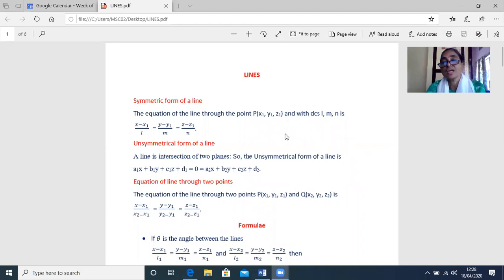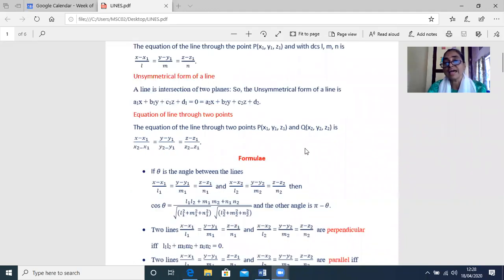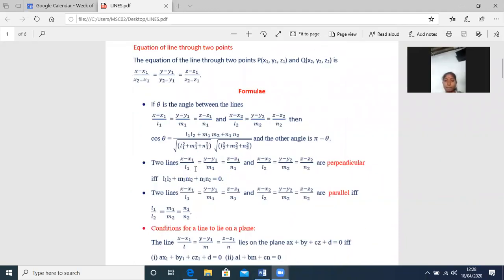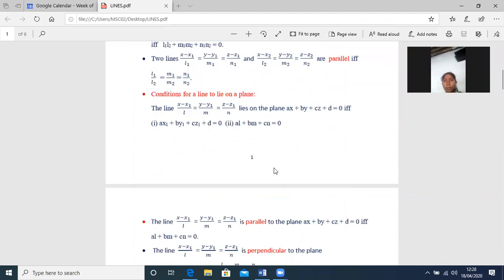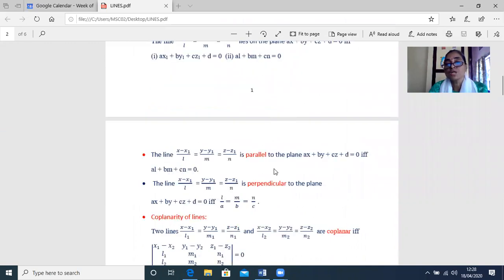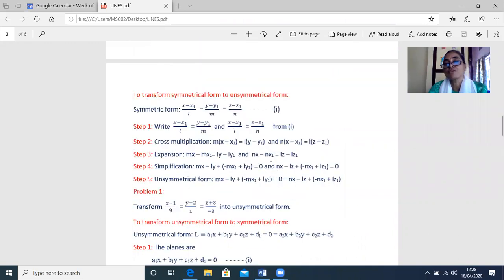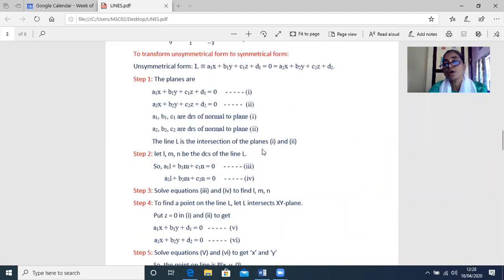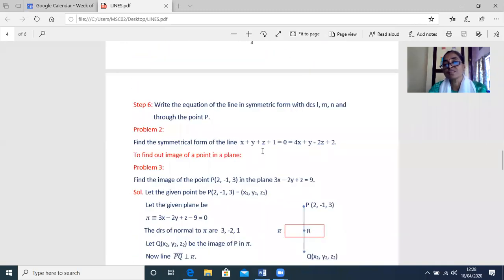This is the second lesson today because after finishing the formulas and first two models in lines, time was up, so I had to invite you to one more meeting. In the first class today, we saw how to transform unsymmetric form to symmetric form and symmetric form to unsymmetric form. Those two models we finished. Now let us continue with finding the image of a point in a plane and the image of a point in a line. These two problems I would like to cover today so that you can do them tomorrow and revise.